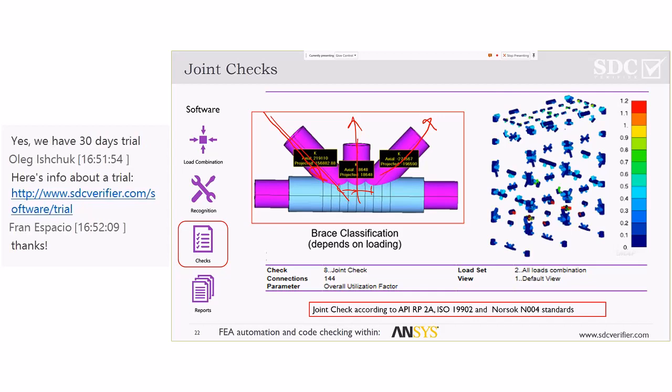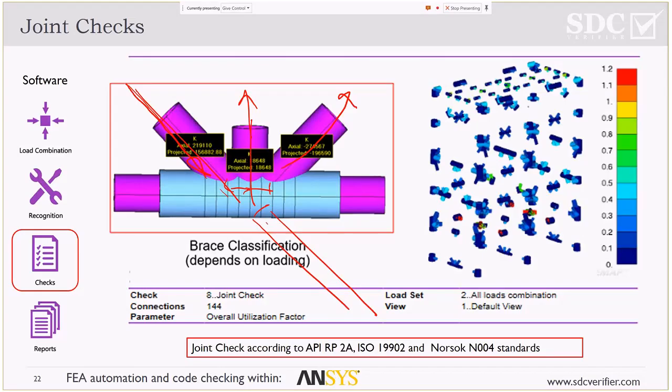If you have the bad luck that this force goes completely through the chord into the brace opposite to it, you have an even much higher utilization factor, because you more or less squeeze your chord. All these things are taken into account in the API rules or the ISO rules, and you cannot do this by hand. Even for a single load set, that will take you, I think, an hour or two for a single joint.